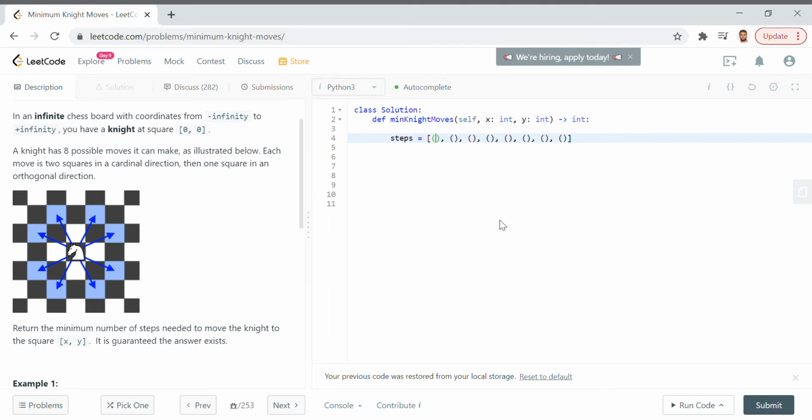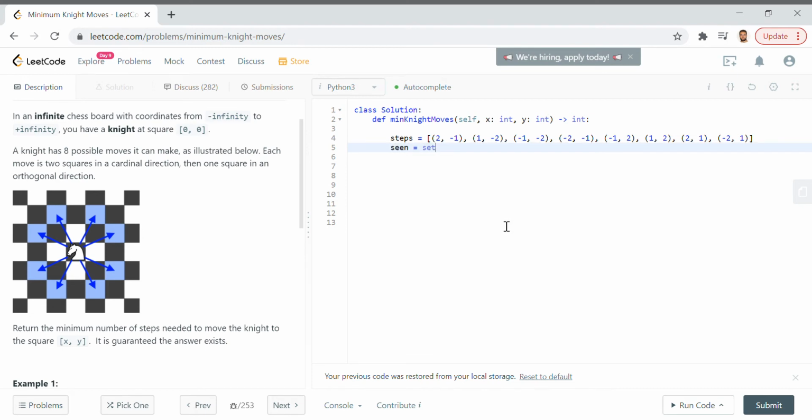We'll do that by saying 2, minus 1. We'll say 1, minus 2. We will also have minus 1, minus 2. We will have minus 2, minus 1. We will have minus 1 and 2. Let's see, what else do we need? 1 and 2, and we will have 2 and 1. What are we missing? We have 2 minus 1, 1 minus 2, minus 1 minus 2, minus 2 minus 1, minus 1 and 2. We do not have minus 2 and positive 1. Okay, so these are the steps that we're allowed to take.